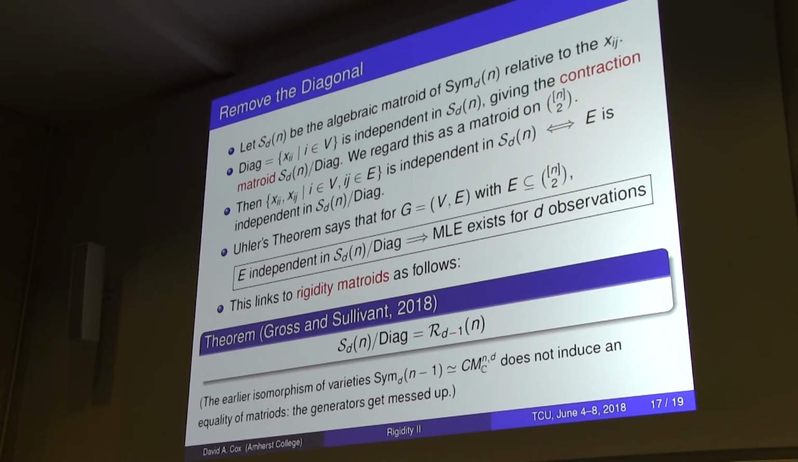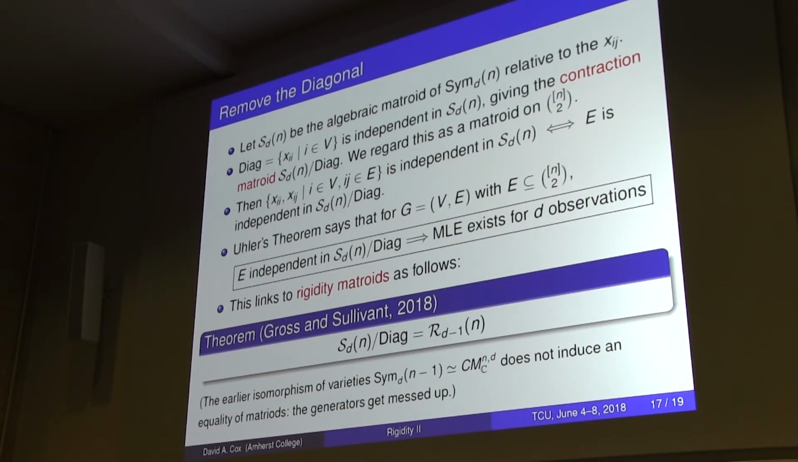Notice it also works a bit differently, because in this case I had to go from n to n minus 1, whereas here I keep n but go from d to d minus 1. So it's a slightly different way of doing things, but that's why contracting the diagonal takes care of it. So they prove, and remember this is a matroid, a bunch of subsets of that, and this is a bunch of subsets of that, that in fact they're the same matroid. It's actual equality of matroids.